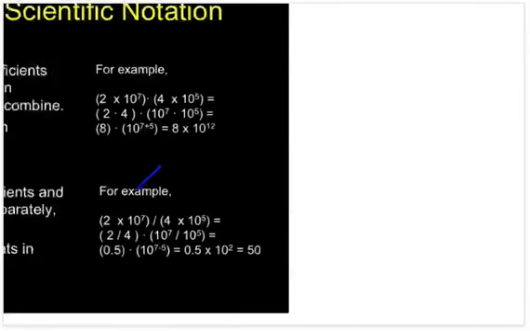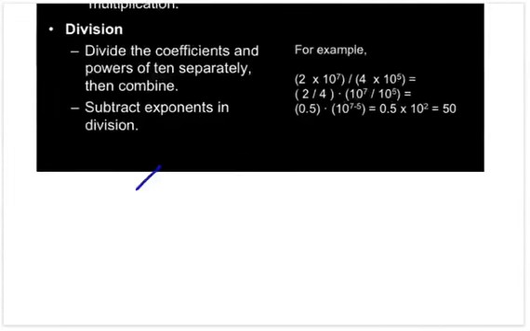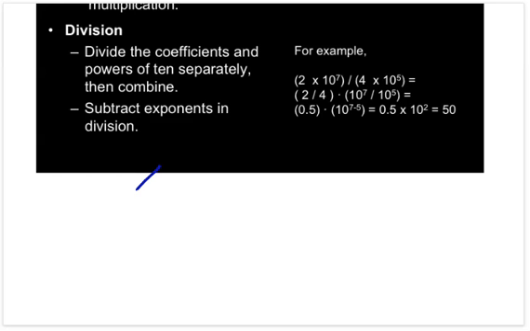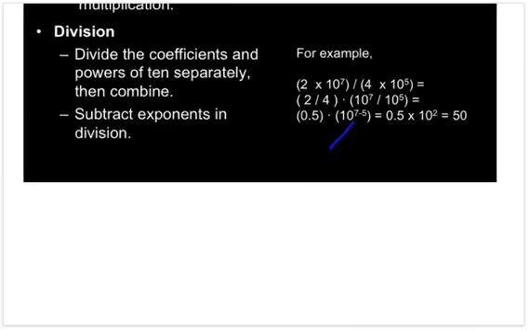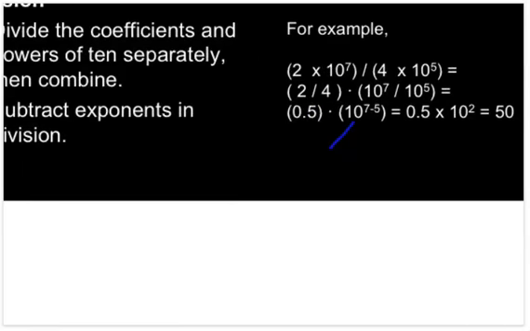For division, it's the opposite. We can still separate things, right? So if we're dividing 2 numbers, we can still separate things. It's 2 times 10 to the 7th divided by 4 times 10 to the 5th. So we can do 2 divided by 4. That's 0.5, right? Now our exponents, though, in division, we subtract them.